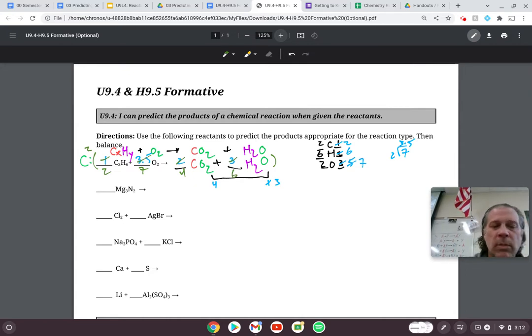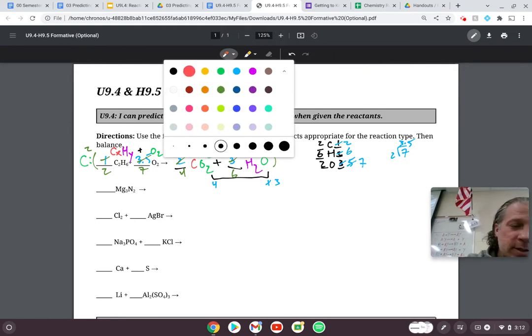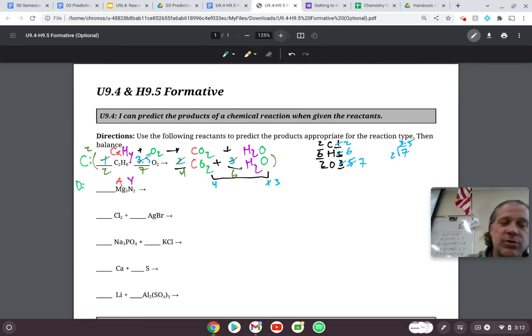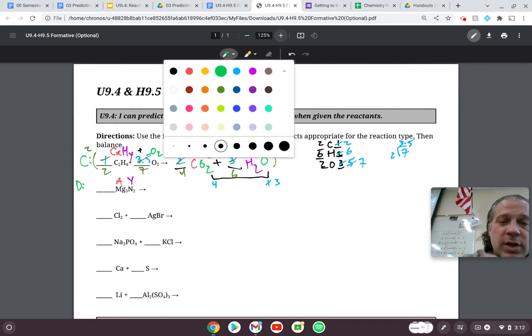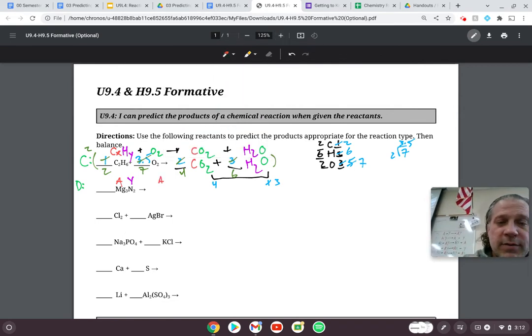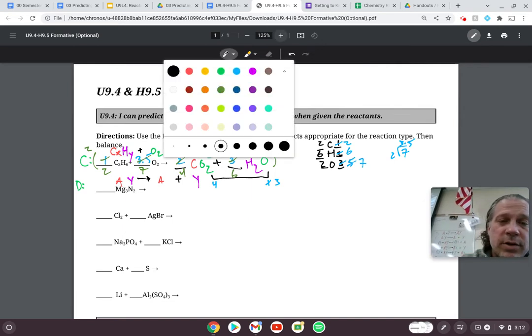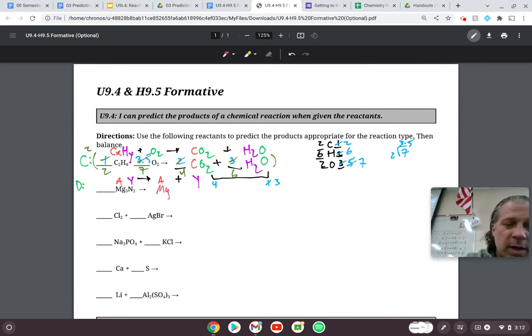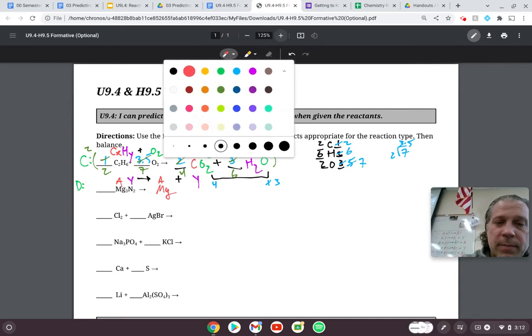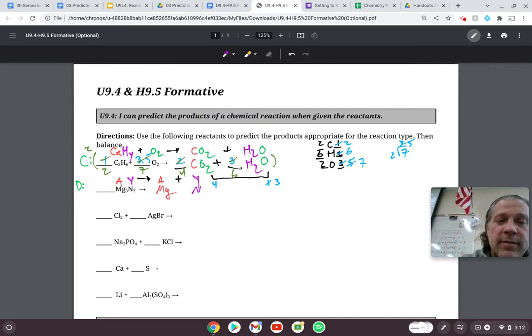In my second one, I see that I have a compound, AY. And so that tells me that that's going to be a decomposition reaction. And the decomposition reaction breaks apart into individual elements A and Y. So I'm going to fill that in. And so now what I'm going to do is put magnesium here, and I'm going to put nitrogen here.